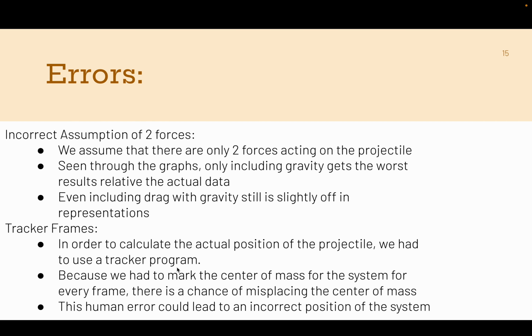As for errors, one of our errors is that we probably have an incorrect assumption of only two forces. We assume that there are only two forces, but as seen through the graphs, we probably need some other force to fully represent our tracker data. Another error is our tracker frames. Because I have to manually calculate the center of mass of the system for each frame, there's probably some sort of error that affects the positions.